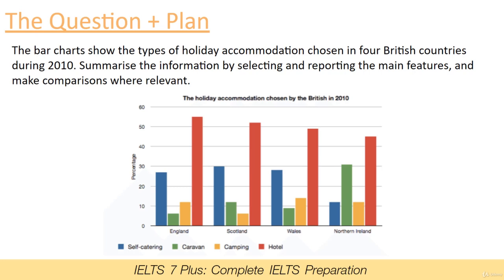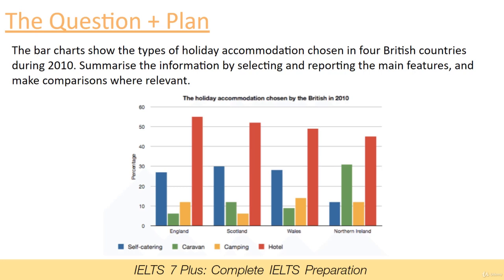We have 4 types of accommodation. Let's see what I got right. Self-catering, which means probably a cottage or a house that you rent and you cook your own food, self-catered. We have a caravan, a very British type of holiday accommodation. Then we have camping, I think I said that. And we also have hotels, of course, very popular indeed.